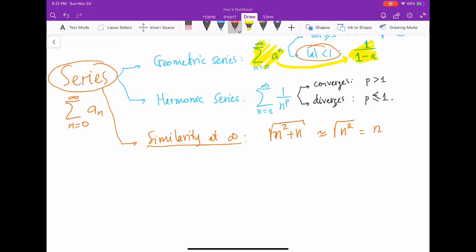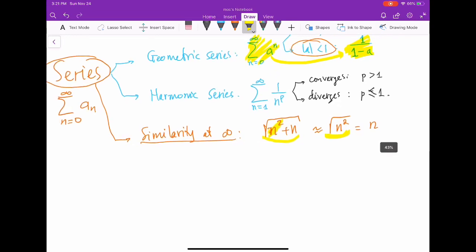So what does it mean? That means if they give you a polynomial, you just pick the terms with the highest degree. Because at infinity, n squared approaches infinity faster than n. So the behavior of this is almost the same as the behavior of this. This way we say they are similar. Okay.